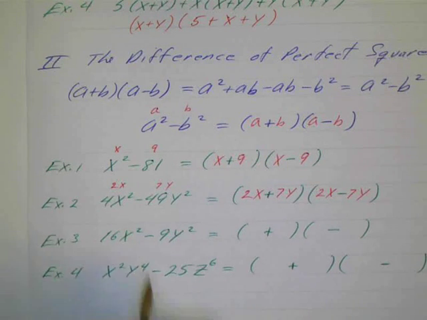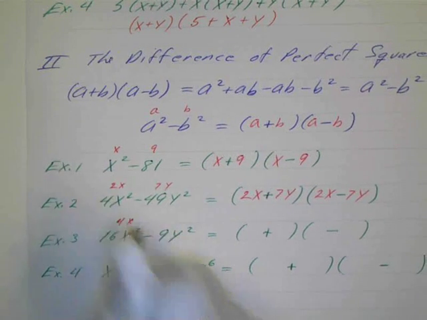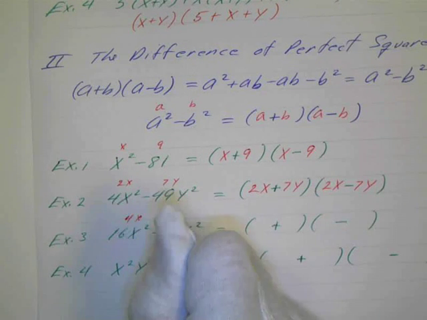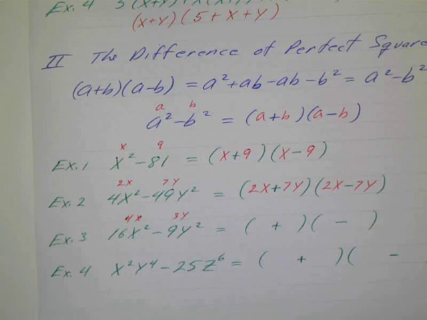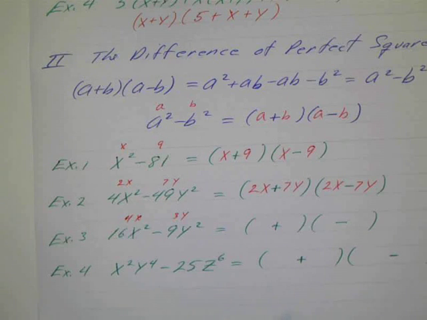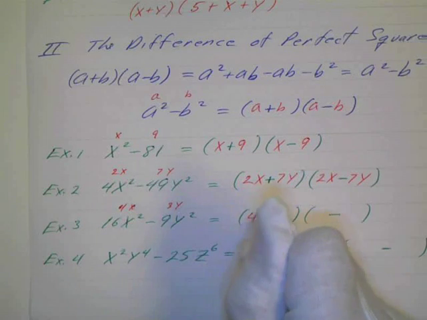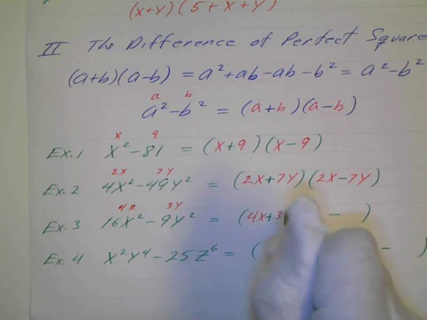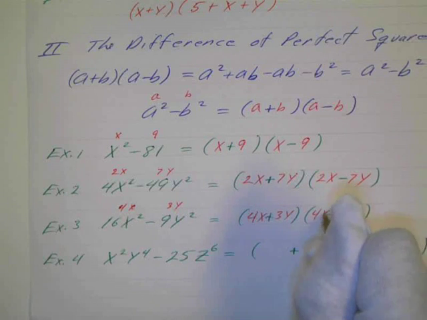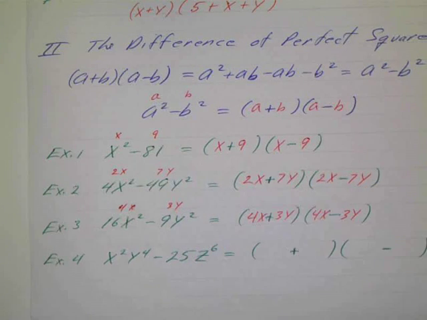Okay, the square root of 16x squared is 4x. The square root of 9y squared is 3y. So I got the difference of perfect squares again. So again, it's going to factor to be the product of the sum and difference of these little numbers, which are the square roots. There you go.